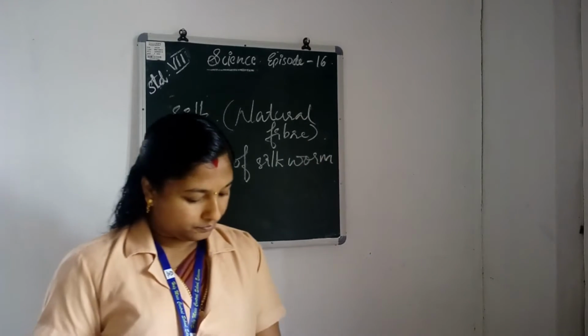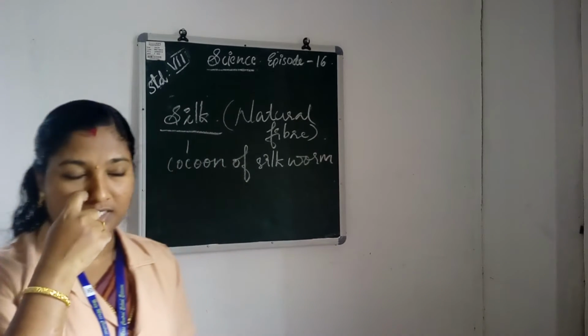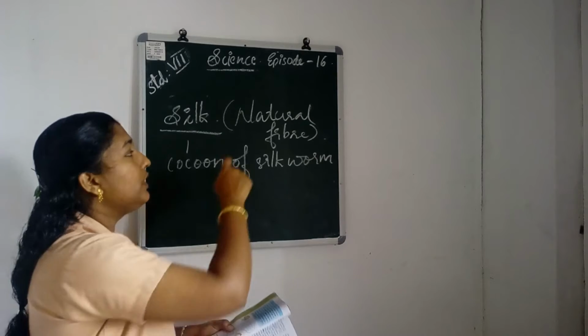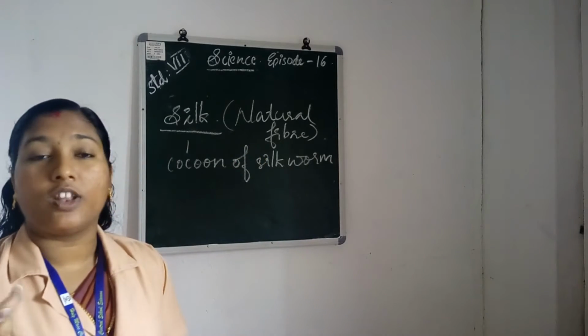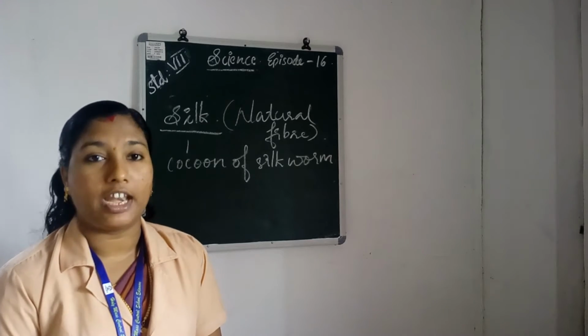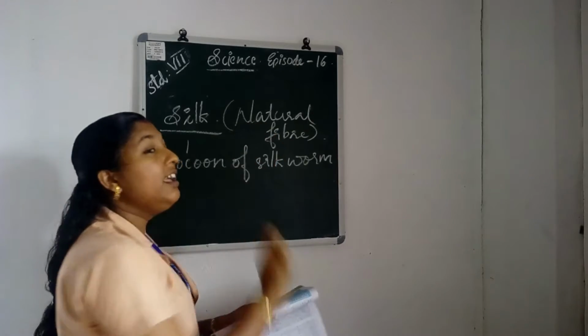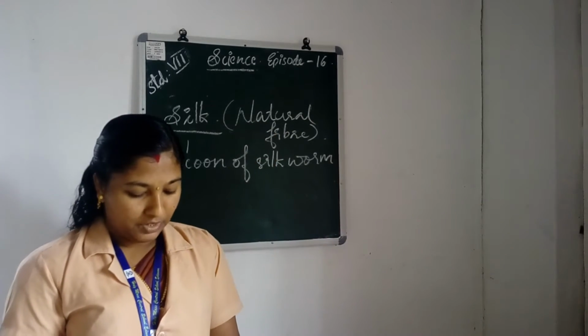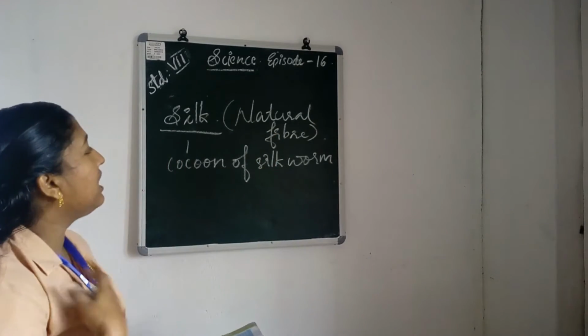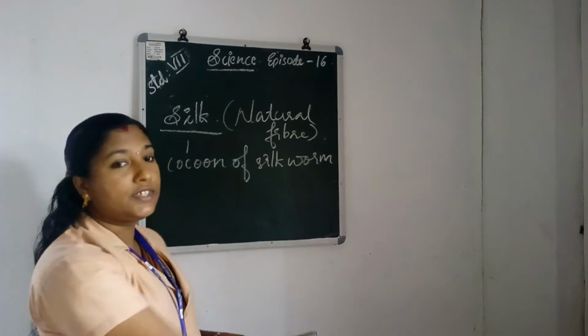Silk fibers are also animal fibers. Natural fibers are obtained from where? We get natural fibers from plant and animal sources. So silk is an animal fiber, and it is also called a natural fiber. From where do we get silk fibers? We get silk fibers from the cocoon of the silkworm.